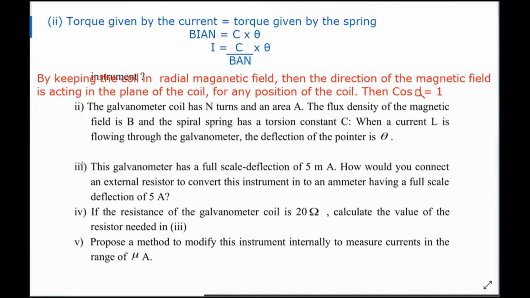Roman number 3. This galvanometer has a full scale deflection of 5 milliampere. Full scale deflection means the maximum current that can be measured by this instrument is 5 milliampere. How would you connect an external resistor to convert this instrument into an ammeter having full scale deflection of 5 ampere?